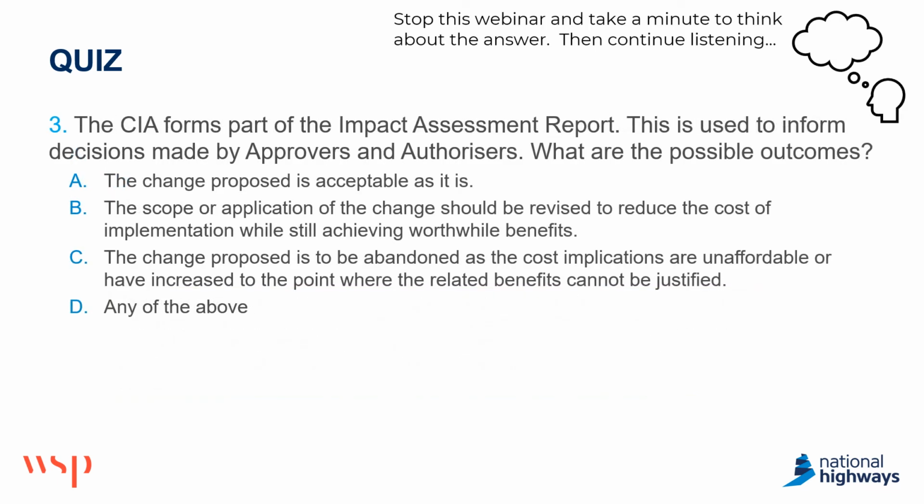So question number 3. The Commercial Impact Assessment forms part of the Impact Assessment Report. This is used to inform decisions made by approvers and authorisers. What are the possible outcomes? Could it be that the change proposed is acceptable as it is? The scope or application of the change should be revised to reduce the cost of implementation while still achieving worthwhile benefits? Or the change proposed is to be abandoned as the cost implications are unaffordable or have increased to the point where the related benefits cannot be justified? Or is it any of the above? So stop the webinar, take a minute to think about the answer, and then continue listening.